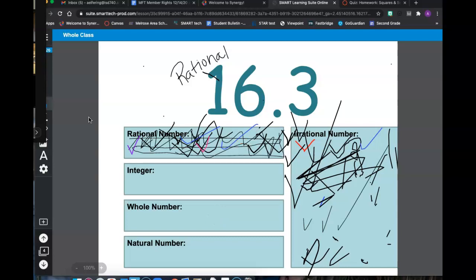Stop writing on the screen. Stop writing. The next one I'm going to make all individual because too many people like to keep writing. So this one would be rational only. Does that make sense? It is not an integer because integers cannot have decimals. It's not a whole number because it can't have a decimal. It's not a natural number. We don't naturally count to 16.3.